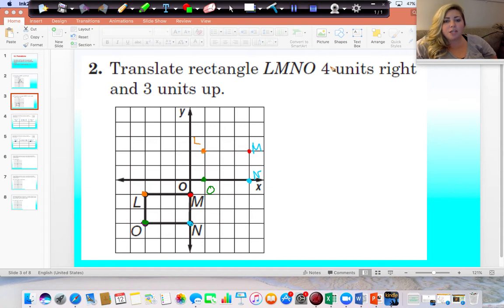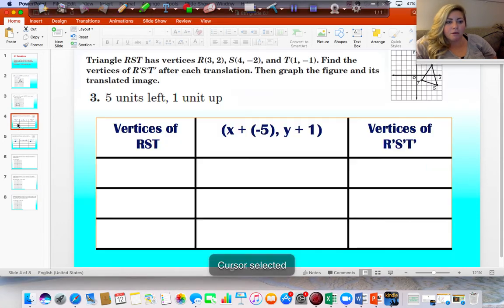So if you needed to come up with the new coordinates for these different points that you've just created, you could. You just need to find the point on your coordinate grid and then write the ordered pair of the point that it's now at.